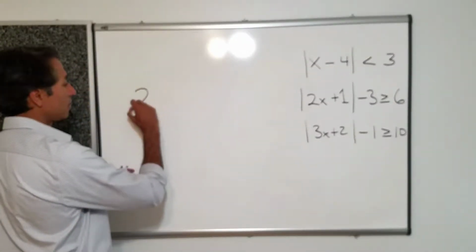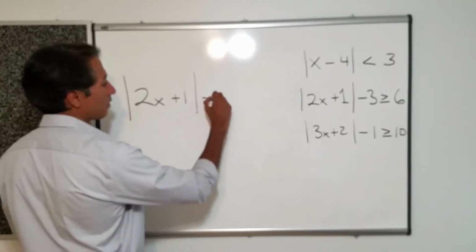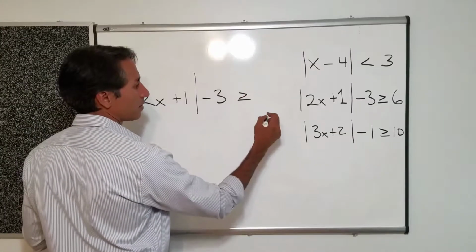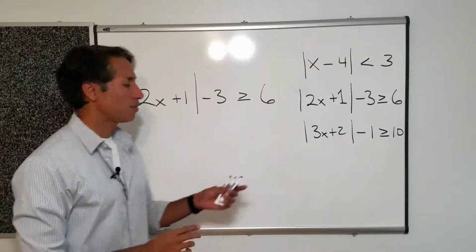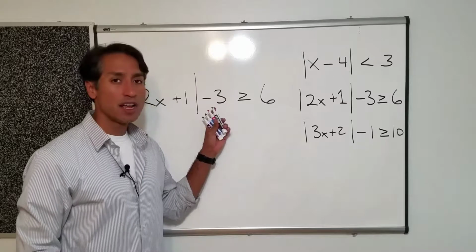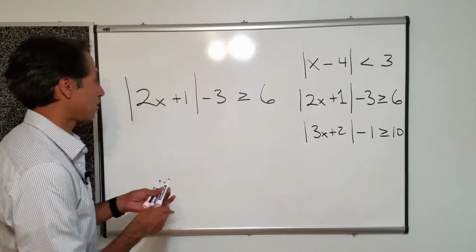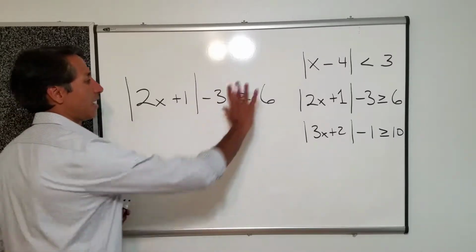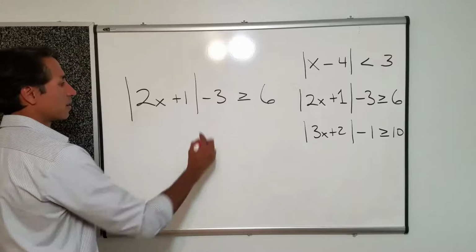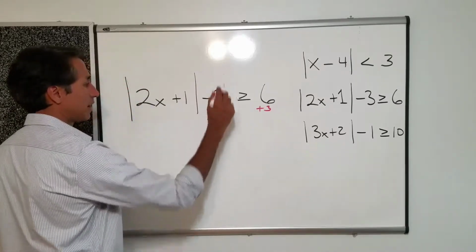Let me write this a little bit bigger. The absolute value of 2x plus 1, minus 3, is greater than or equal to 6. Now, when you have this extra little part here, you got to get rid of it. Clear it off the slate, move it out of the way. You can only work with the absolute value on one side and your numbers on the other. So first thing we should do is plus 3 to both sides to get rid of that.